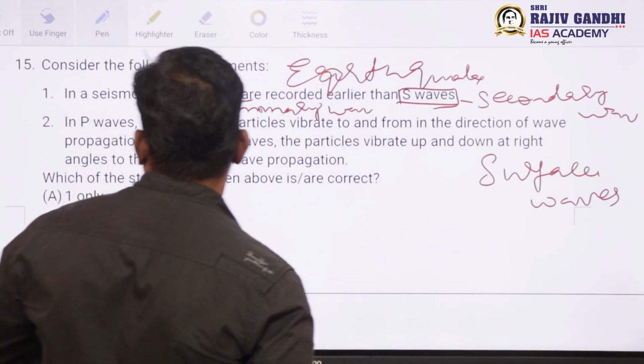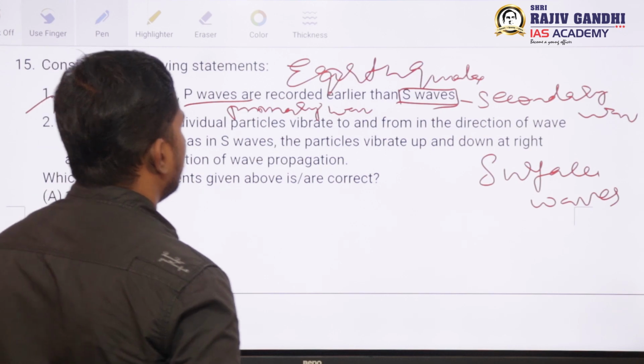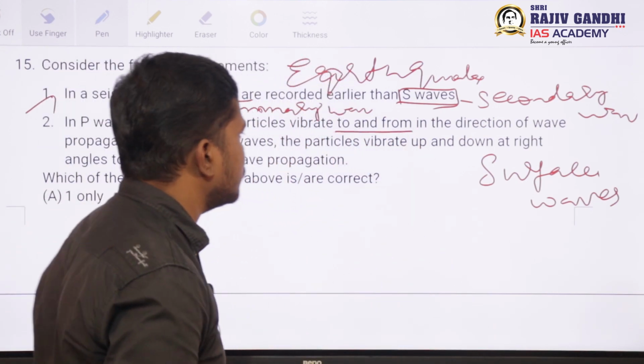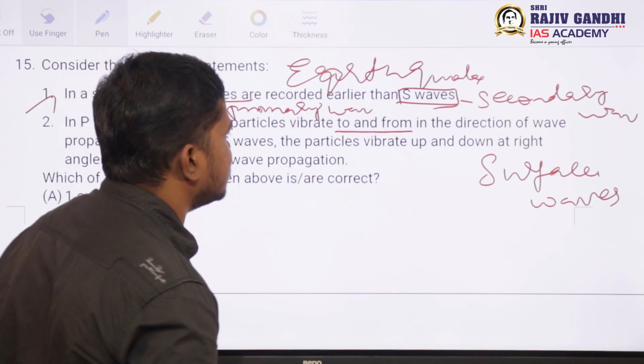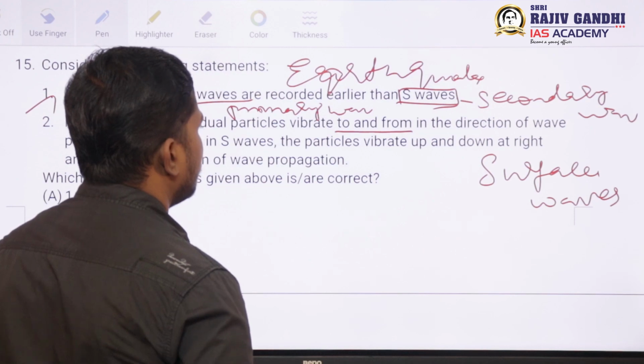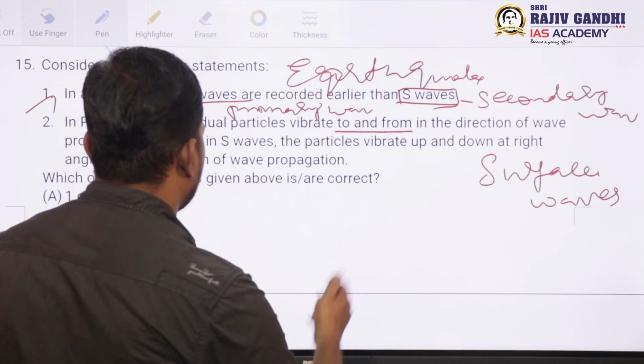Option statement 1 is correct. In P waves, the individual particles vibrate to and fro. This is nothing but back and forth, which causes the density differences in the direction of wave propagation. Whereas in S waves, the particles vibrate up and down at right angles to the direction of wave propagation.